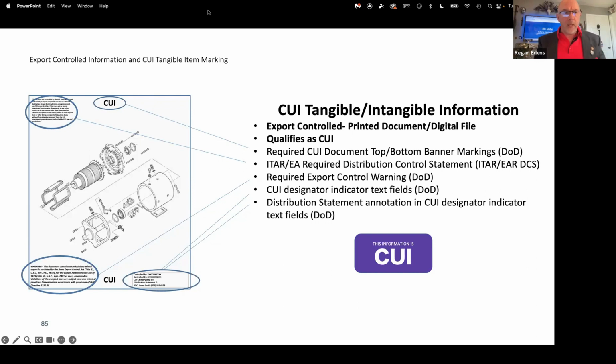Okay. Now, when we see this in reality, this is an example of export controlled information that has both of the export controlled requirements statements from the DoD and from the ITAR and export control compliance reform, and it has the DoD marking at the top, CUI, the marking at the bottom, CUI, and the CUI designator indicator box on the right-hand side. Now, marking is an entire class of its own, but these are the fundamentals.